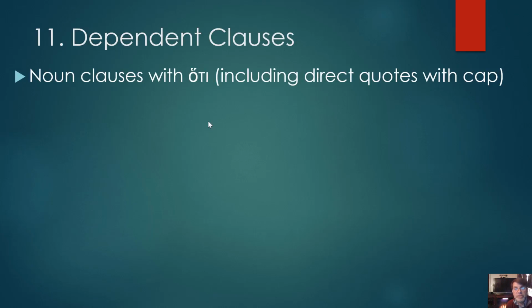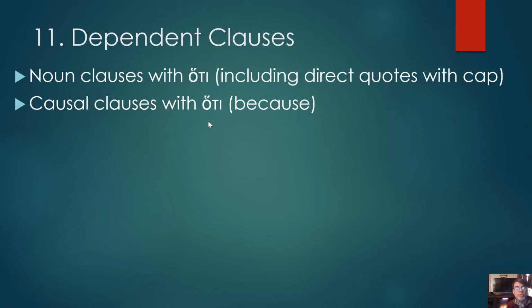You can also use hoti to introduce direct quotations. He said, "I'm going to the store." And in most Greek New Testaments, it's going to capitalize the first word of a direct quotation like that, where you're giving the exact words the person said, the things that we would put in quotation marks. Most Greek New Testaments are going to begin with a capital letter to signal that that's happening. That's one kind of clause in Greek.